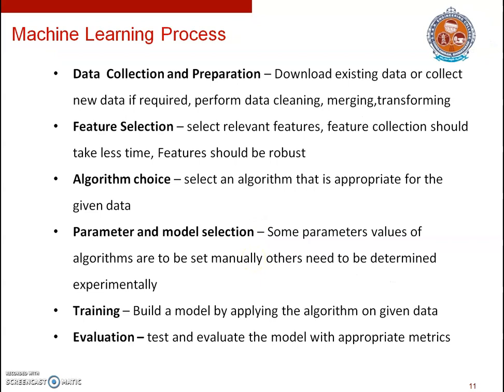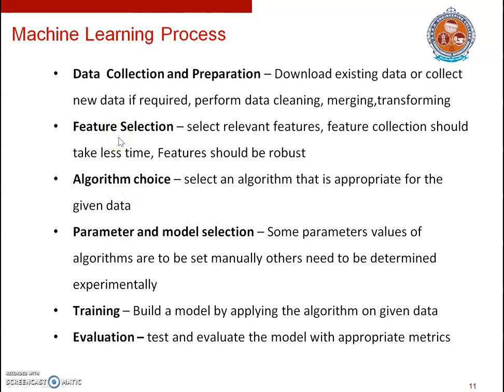Machine learning process. What is the process we have to follow in building machine learning models? These are the steps involved. First one is data collection and preparation. So we have to download the existing data, or collect new data in certain applications if required, and then prepare the data for building the machine learning model. What are the steps involved in preparing the data? We need to clean the data, merge the data, and transform the data before we apply the machine learning model.